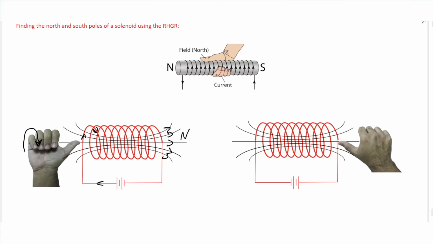So this side will be the north pole, and on the other side the field will be going in, so it is the south pole. Or if the current is going upwards from the front and downwards from the back, upwards from the front and downwards from the back, the thumb will be pointing to the left. So this side will be the north pole and the other side will be the south pole.